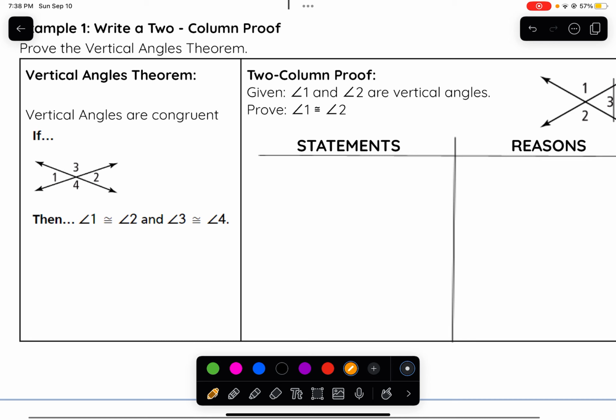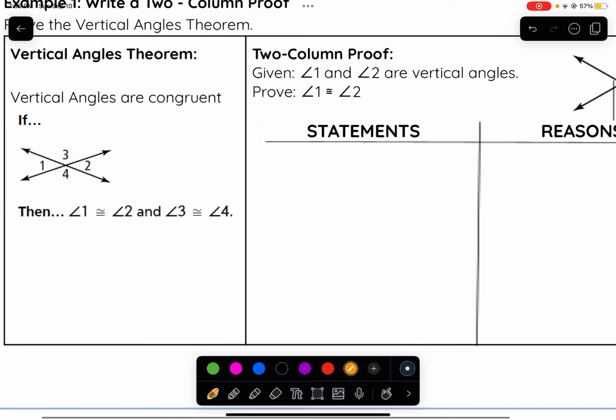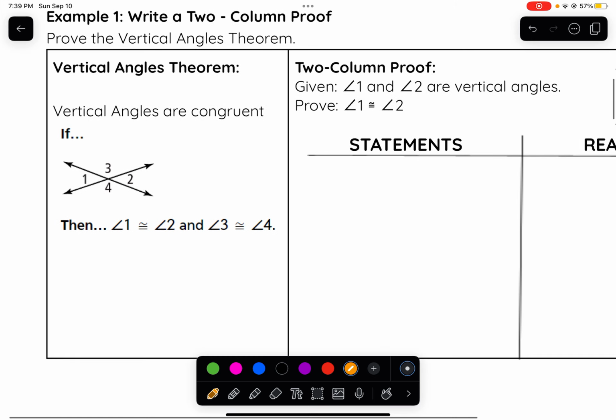So we're going to look at how to write a 2-column proof. Before I go into writing that, I want to go over a few more symbols with you. And then in the next video, I will actually do the proof with you. The vertical angle theorem says that vertical angles are congruent. If you're looking at that picture with the two intersecting lines, angle 1 and angle 2 are vertical angles. Those are angles formed across the vertex of those two lines.